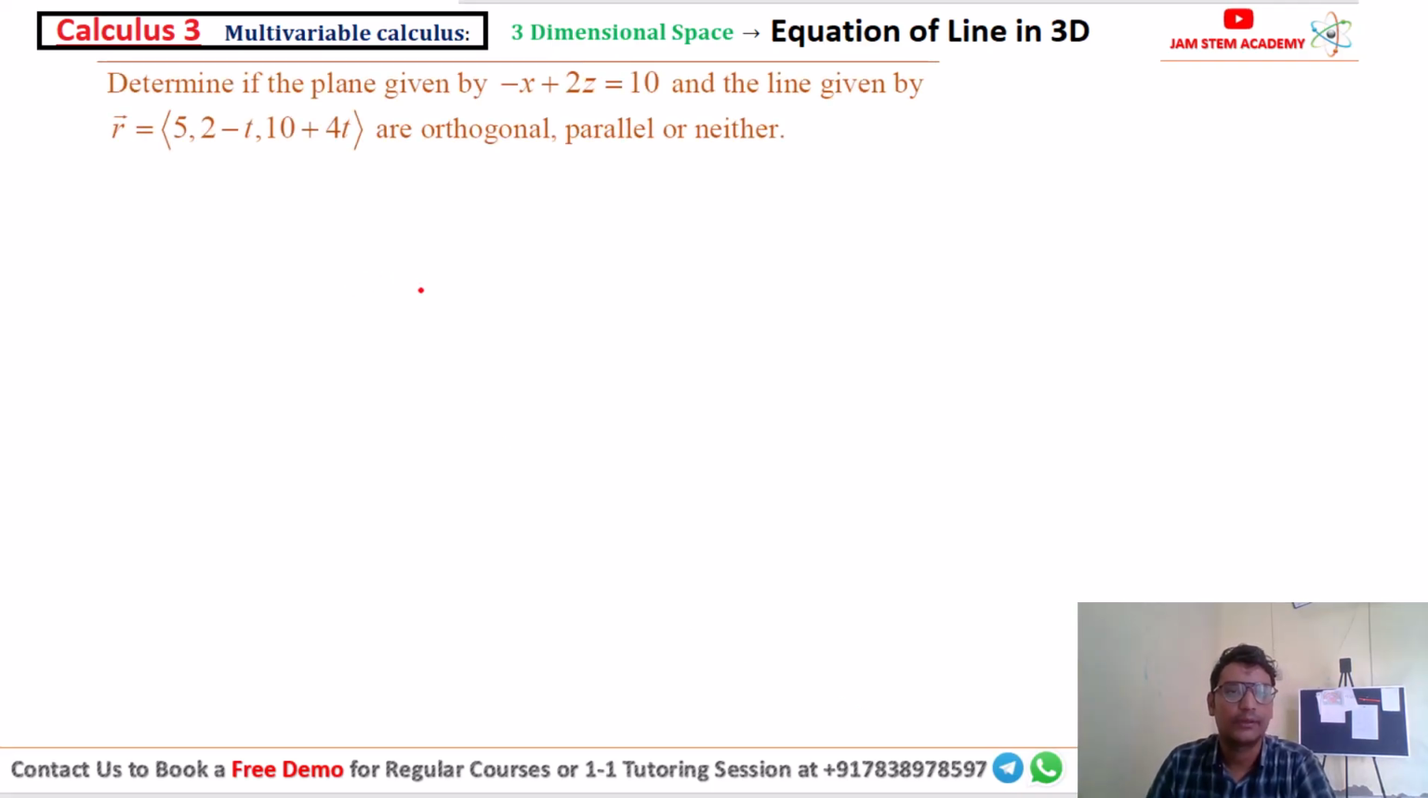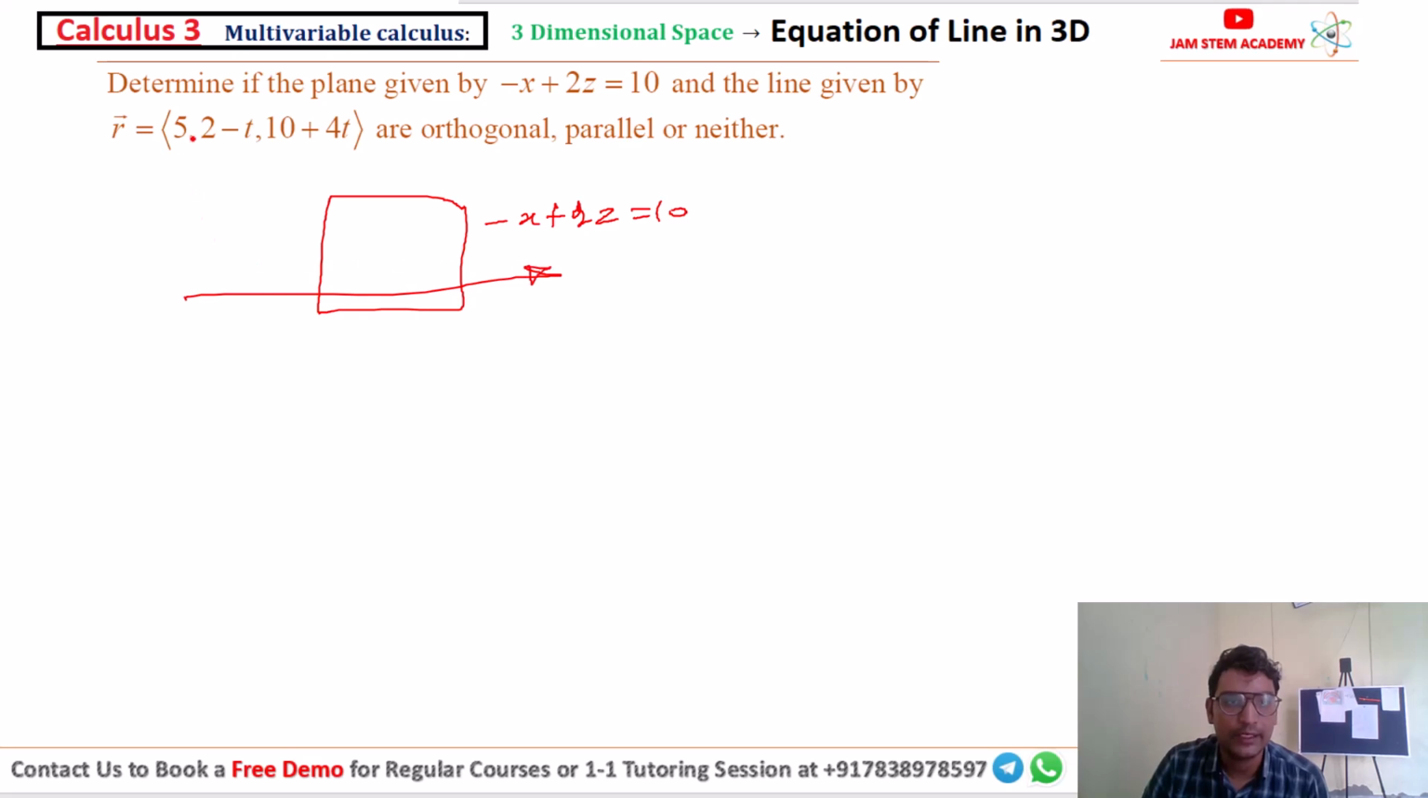Now, determine if the plane given by minus x plus 2z equals 10, this is the equation of a plane, and the line given by this are orthogonal, parallel, or neither. We have to determine that. Orthogonal means perpendicular. Is this given plane, which has the equation minus x plus 2z equals 10, parallel to this line, or perpendicular to it, or is there no relation at all? That we have to check.